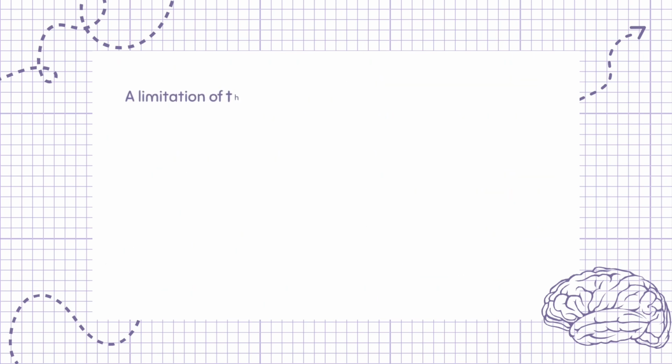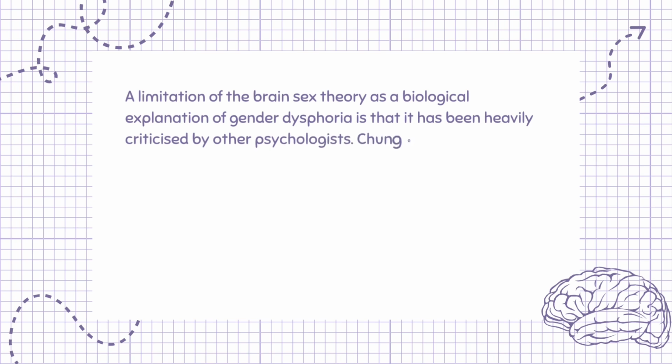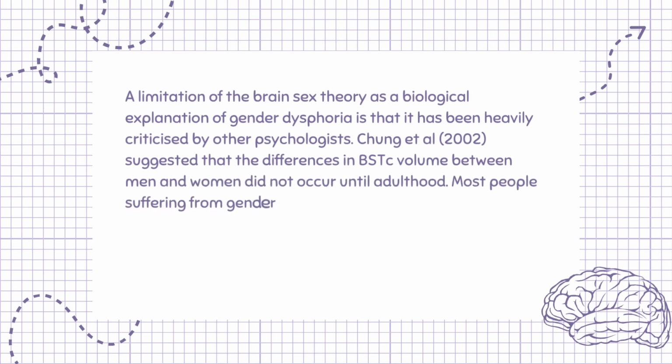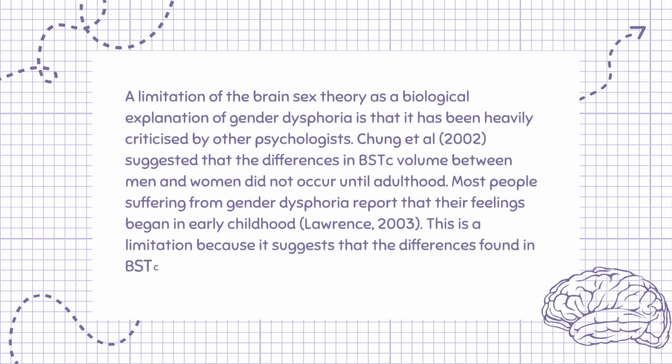A limitation of the brain sex theory as a biological explanation of gender dysphoria is that it has been heavily criticized by other psychologists. Chung et al., 2002, suggested that the differences in BSTc volume between men and women did not occur until adulthood. Most people suffering from gender dysphoria report that their feelings began in early childhood, Lawrence, 2003. This is a limitation because it suggests that the differences found in BSTc are not the cause of gender dysphoria but an effect.